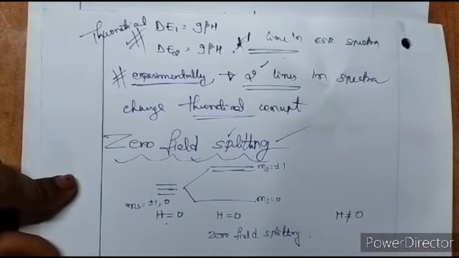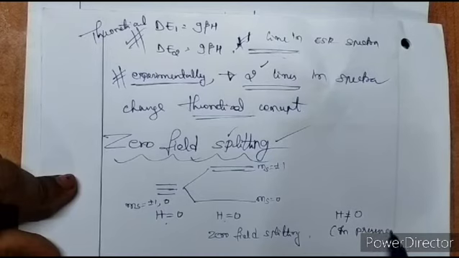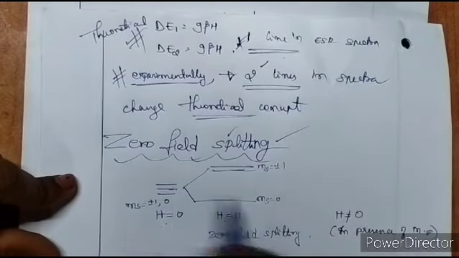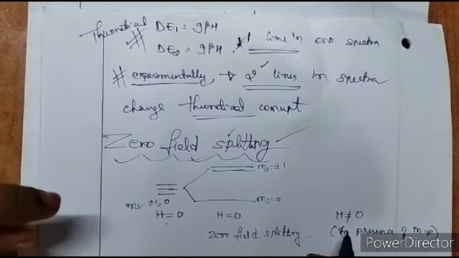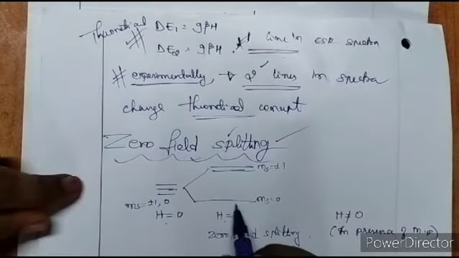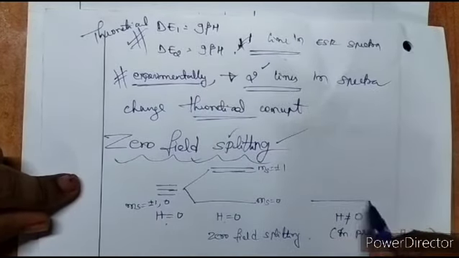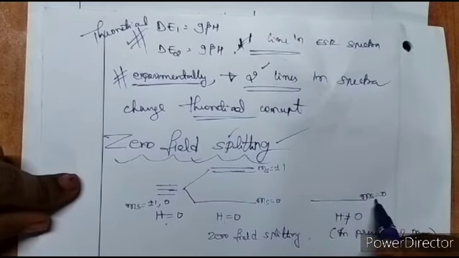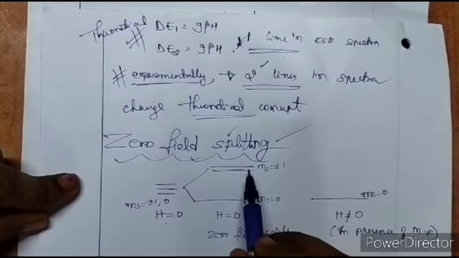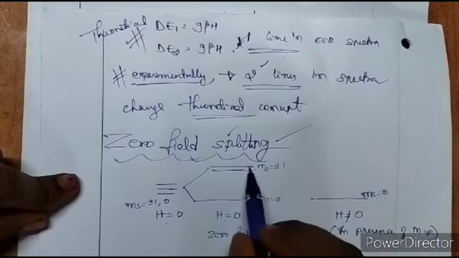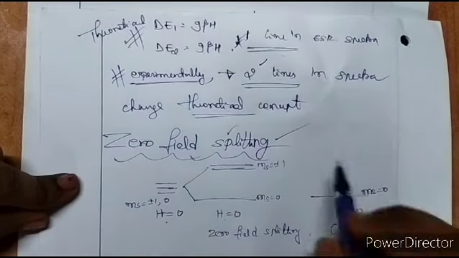You are applying a magnetic field where H is not equal to 0, that is in presence of magnetic field, while these two are in the absence of magnetic field only. Now you are applying a magnetic field. What is observed is that the level ms equal to 0 retains its position. But initially ms equal to plus or minus 1 was degenerate. Now there will be a splitting of these two levels. How? We will see.